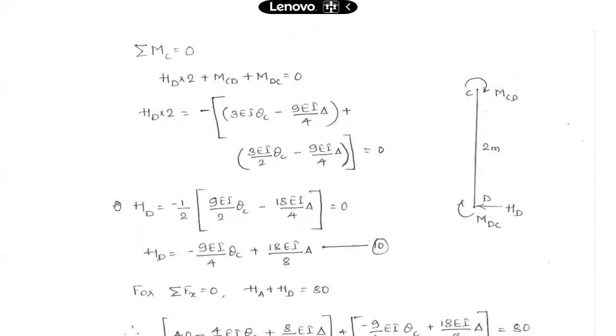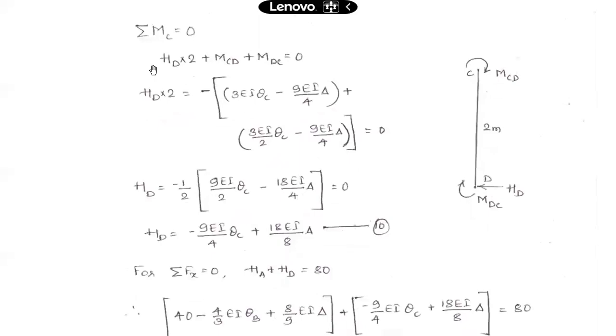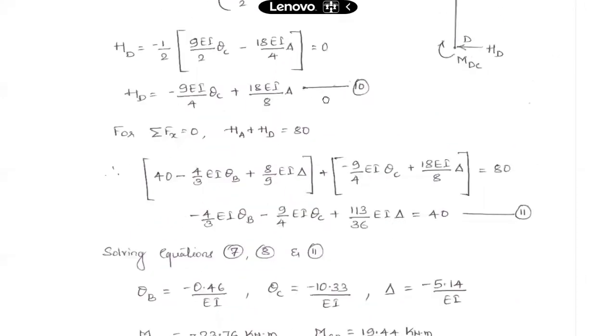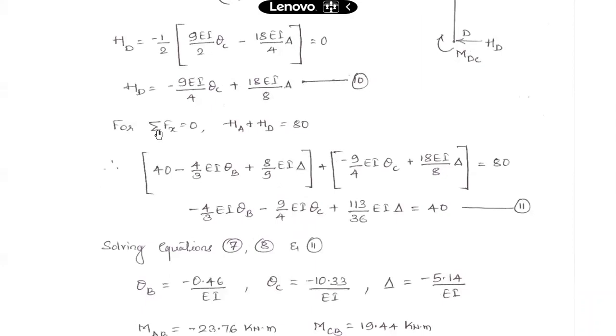But actually what I want here is HD. I'm interested in HD. So I'll take all other terms towards the right and write the equation for HD. HD will come out to be minus 1 by 2 into 9 EI by 2 into theta C minus 18 EI by 4 into delta. This is what the equation for HD is. Further, if I simplify that, HD is equal to minus 9 EI by 4 theta C plus 18 EI by 8 delta. This is the equation for HD. Let us say this is our equation number 10. Then I'll take the condition of equilibrium, the shear condition actually.